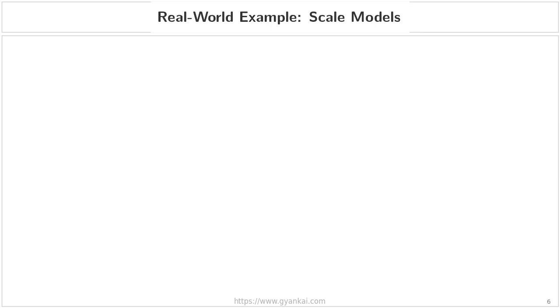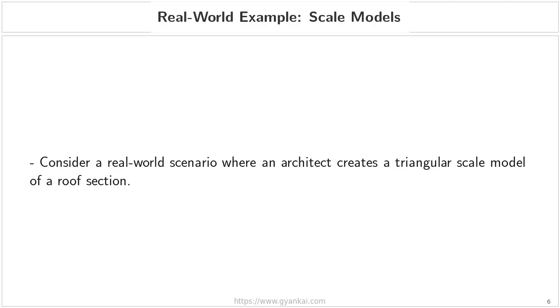Real-world example, scale models. Now that we have established the mathematical rules for similarity, specifically the equality of angles and the proportionality of sides, let's step away from abstract triangles and look at how this applies in a real-world context. Imagine you are an architect tasked with designing a new building. Before construction begins, you wouldn't just build the full-size structure immediately. Instead, you would create a scale model to visualize the design.